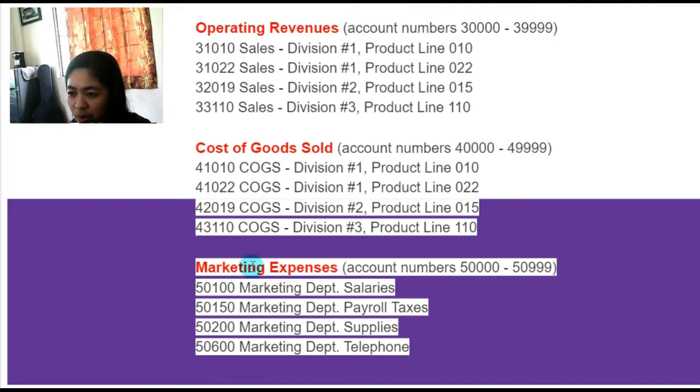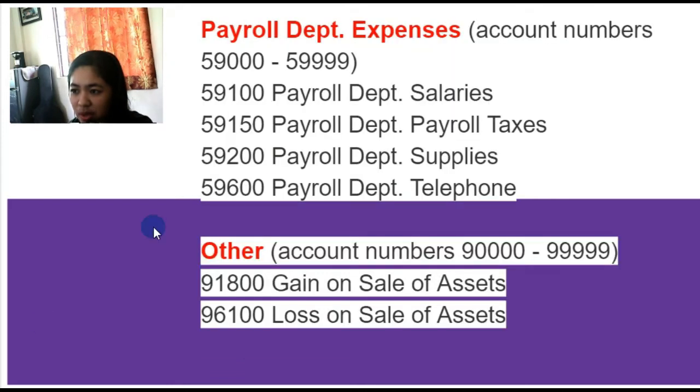We have also here the operating revenues, cost of goods sold, and marketing expenses. Payroll department expenses. In a large corporation, they have a separate payroll department, which includes the department for salaries. Included to them are payroll taxes, supplies, and telephones.